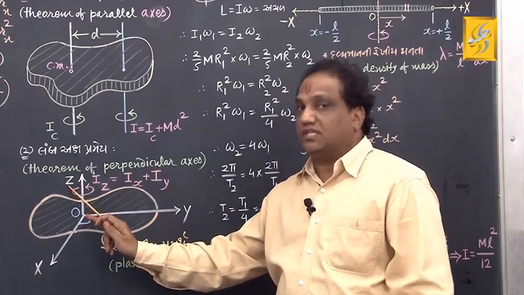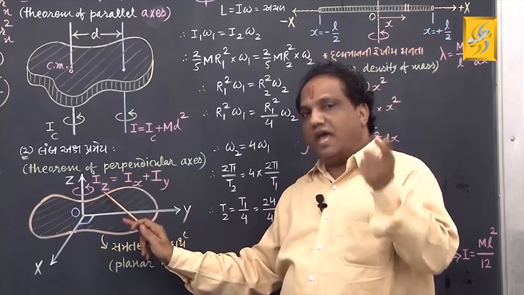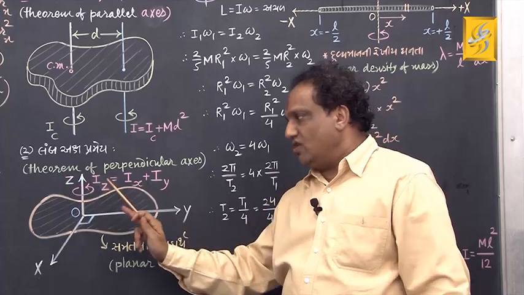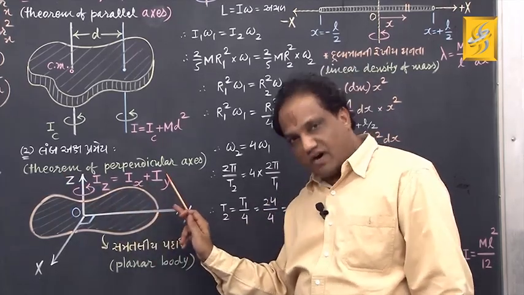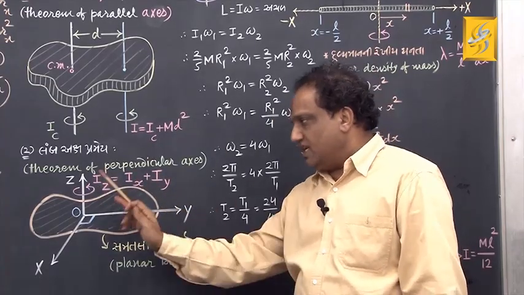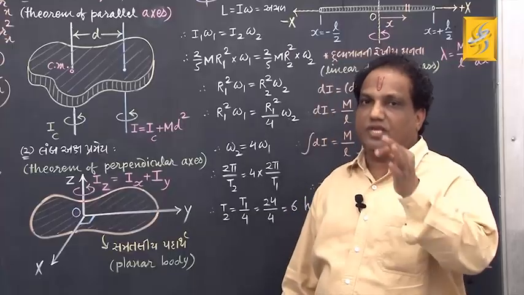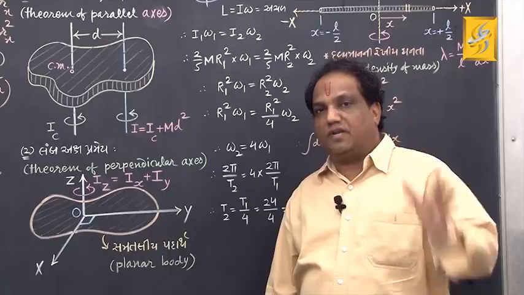Then about the z-axis, what is the moment of inertia of this body? Let it be Iz. According to this theorem, this value of Iz is found to be equal to the summation of Ix and Iy. Iz equals Ix plus Iy. This very result is called the theorem of perpendicular axis. How would you give the statement in words?